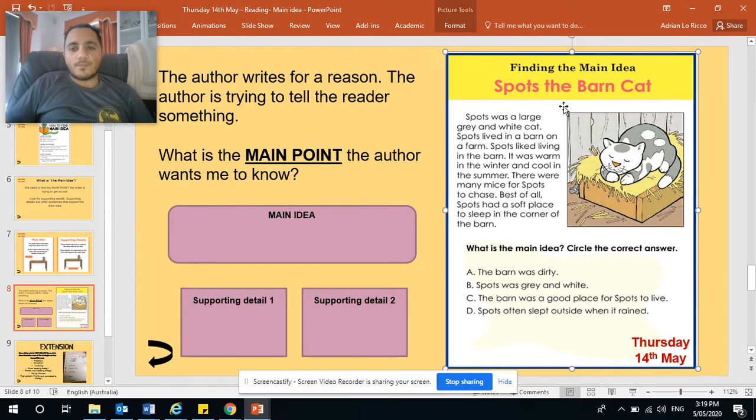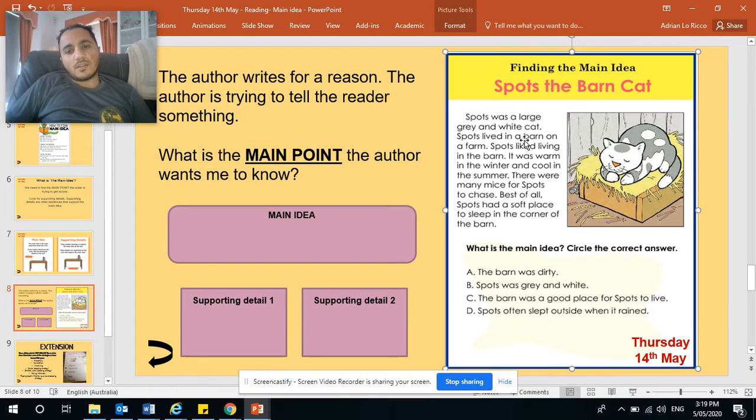Let's read it first. Spots was a large grey and white cat. Spots lived in a barn on a farm. Spots liked living in the barn. It was warm in the winter and cool in the summer. There were many mice for Spots to chase. Best of all, Spots had a soft place to sleep in the corner of the barn.